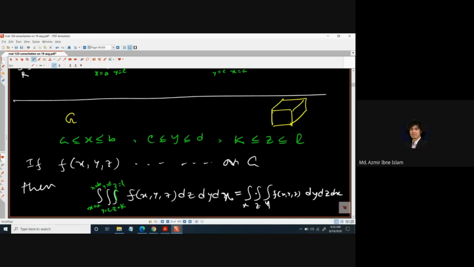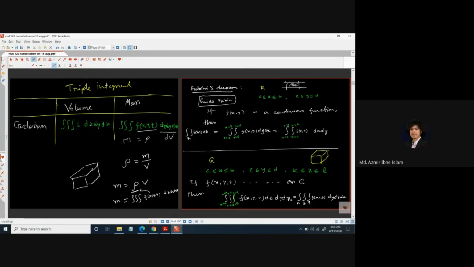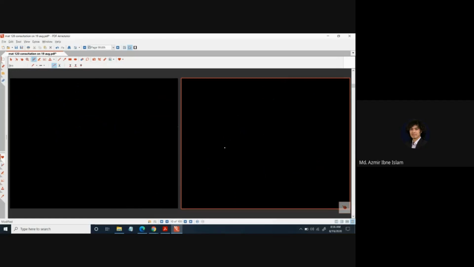So this is the Fubini theorem in two dimensions and three dimensions. That means we can replace the order if we have constant limits. That means if we have a rectangle in two dimensions, or a rectangular box in three dimensions, then we can replace the order. Okay, so let's move to some problem solving.